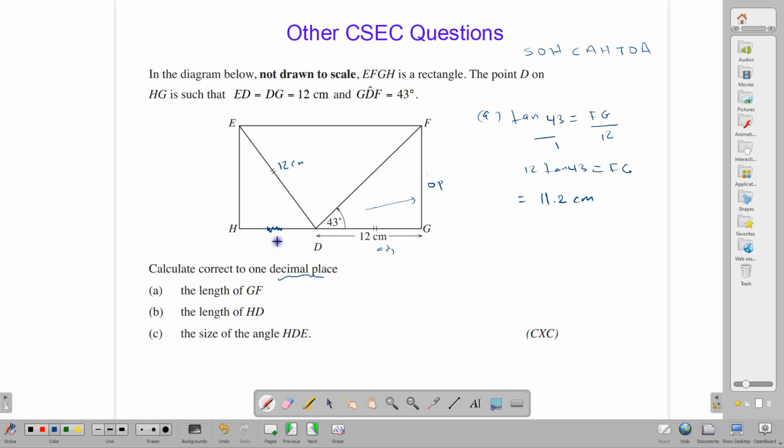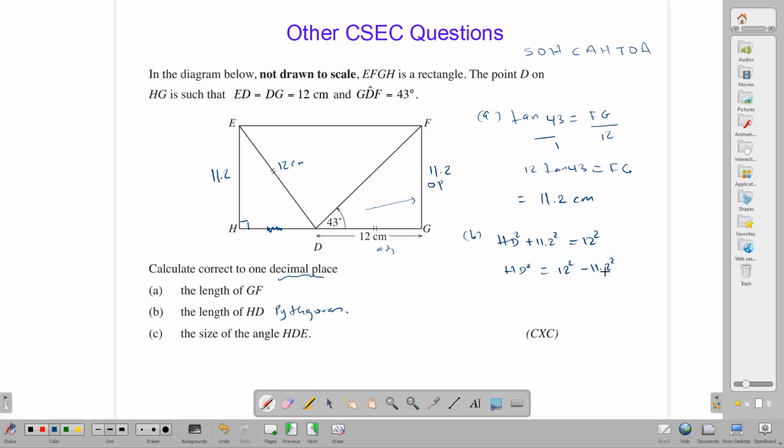So how can we find the length of HD? Well, we just found this side, FG. And since it's a rectangle, opposite sides are equal, which means that this side is 11.2, which also means that this side is 11.2. So we can use Pythagoras' theorem to find HD. Pythagoras' theorem says that in a right angle triangle, if you take the two shorter sides, the sides that make the L, square them and add them, it will be equal to the square of the longer side, which is the hypotenuse. So we can write here in part B, HD squared, that's this side, plus 11.2 squared should give us 12 squared, which means HD squared is equal to 12 squared minus 11.2 squared.